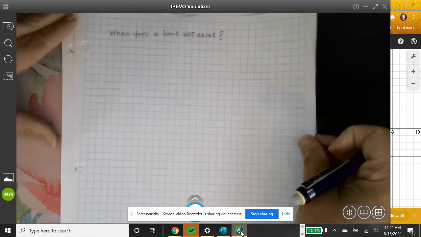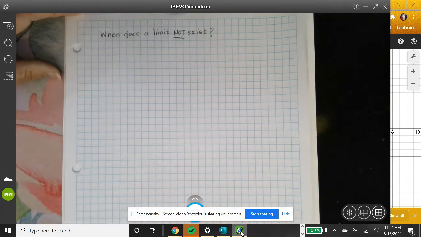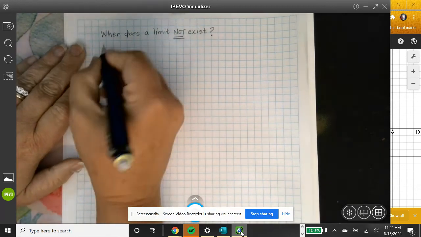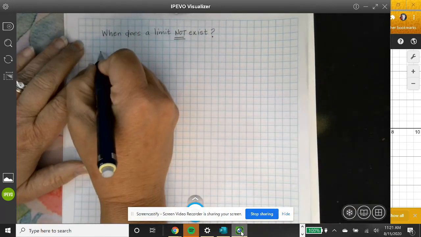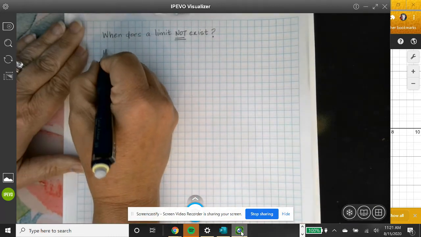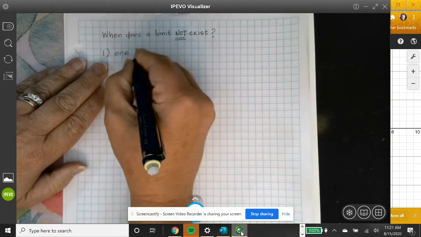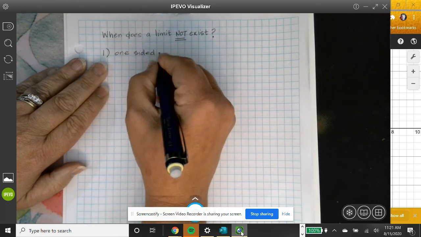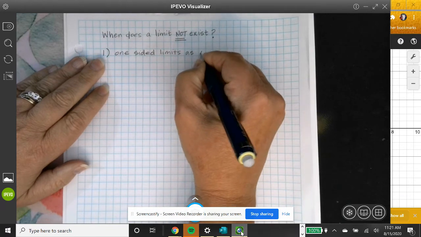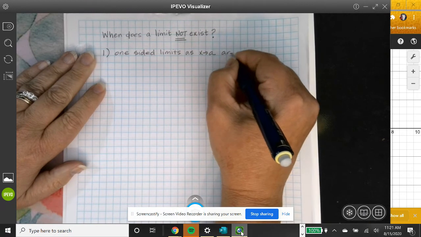So when does a limit not exist? Okay, when does a limit not exist? Well, I think I've summarized it in my own mind as 4 reasons. Okay, so let's start, and let's say this is reason number 1 here. So reason number 1: a limit doesn't exist when the one-sided limits as x approaches a, and a is some number that you're approaching, are not equal.